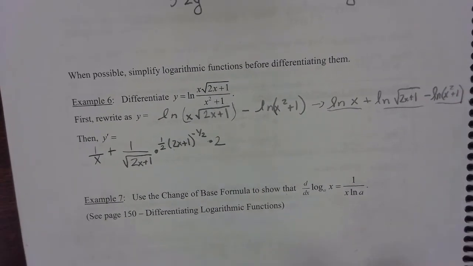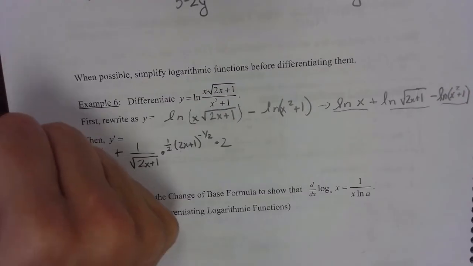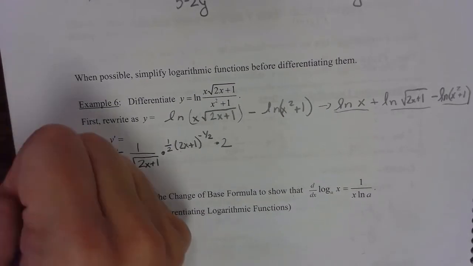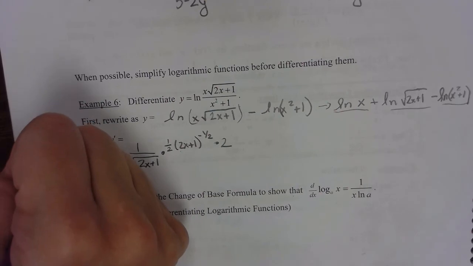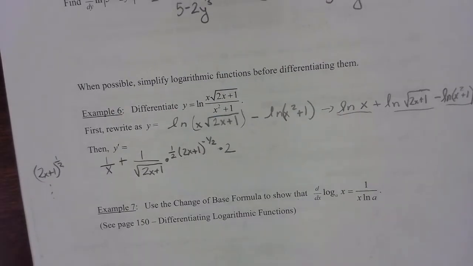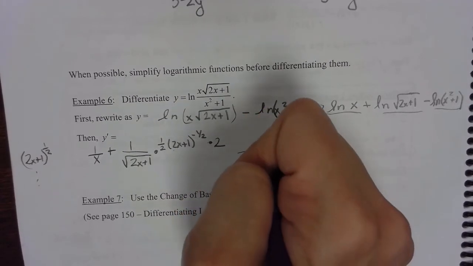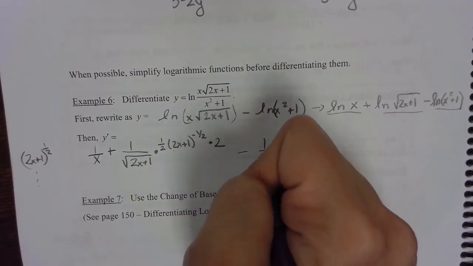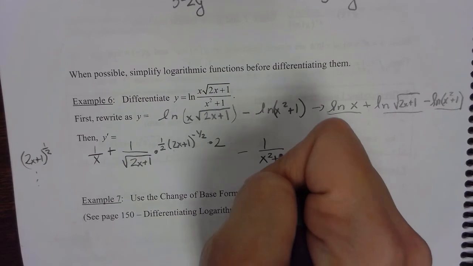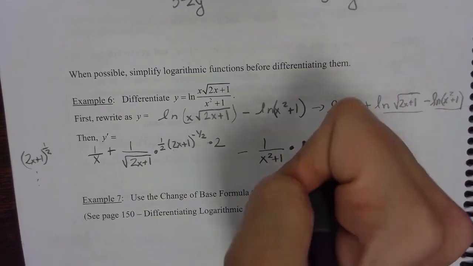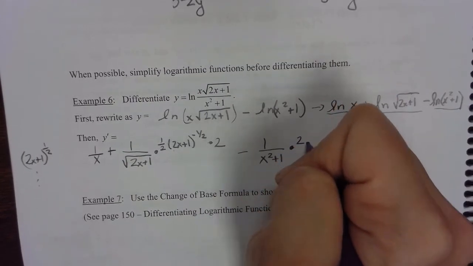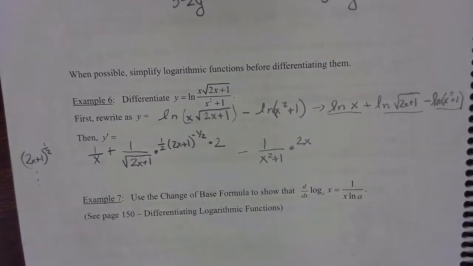Okay, if you have to, guys, do that on the side. Do 2x plus 1 to the 1/2, and then do that derivative. And then we have this minus 1 over x squared plus 1 times the derivative of the inside, which is 2x.